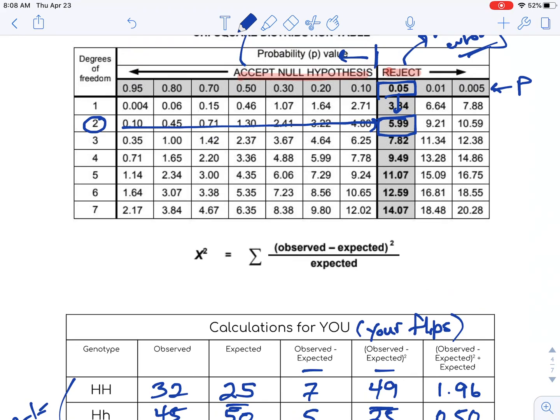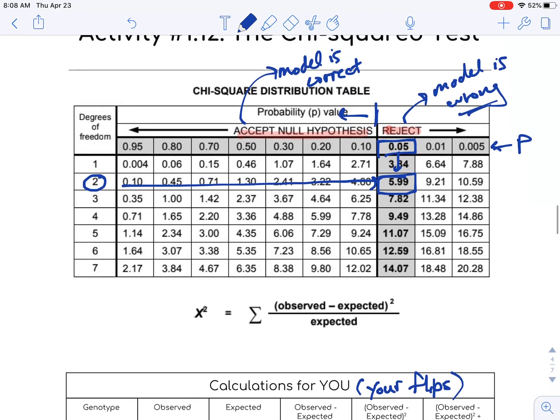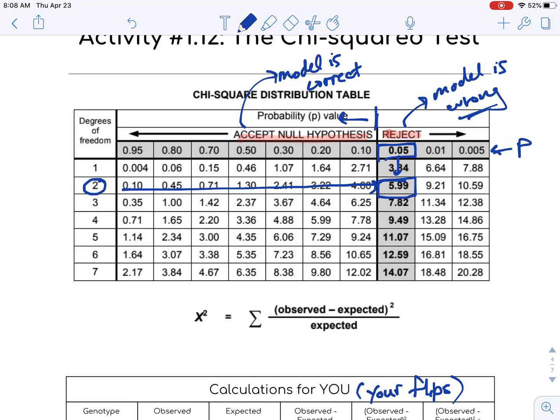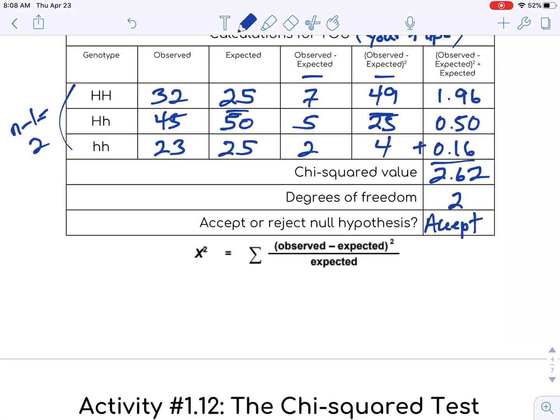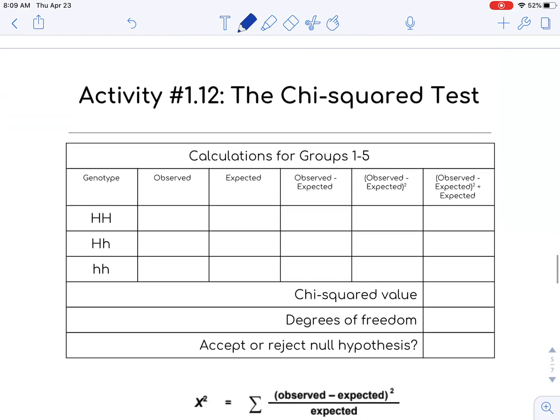And my value is going to be on the left-hand side because my value is 2.62, so that puts me like over here. And 2.62 is left of the critical value, which means that we're going to accept the null hypothesis. Null means no difference. So we're going to accept, and in this case, the conclusion that we're drawing is the model and the data match. So for me as a scientist, that's a good thing.